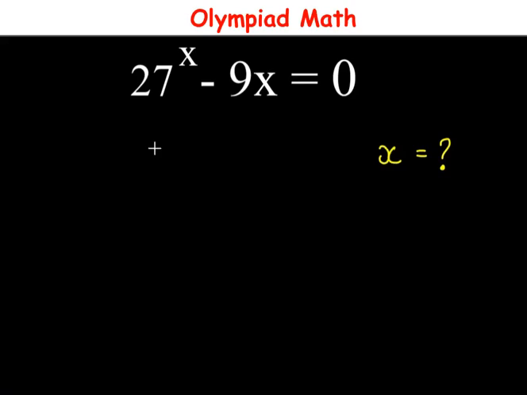Hello everyone, in this video let us solve this question. We have 27 raised to power x minus 9x, and this equals 0. Here, we want to solve for the value of x. Solution.